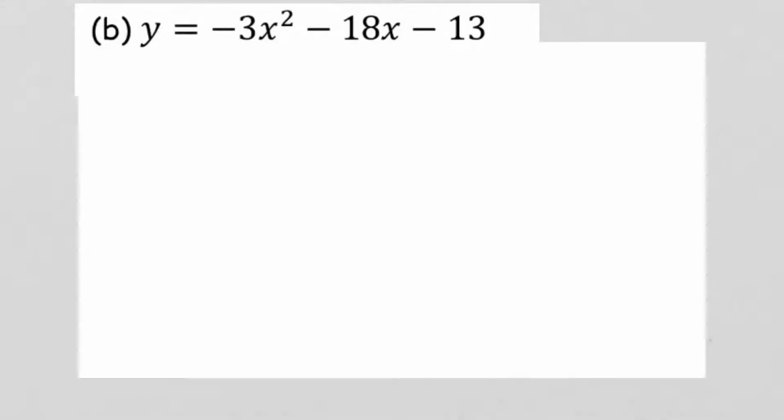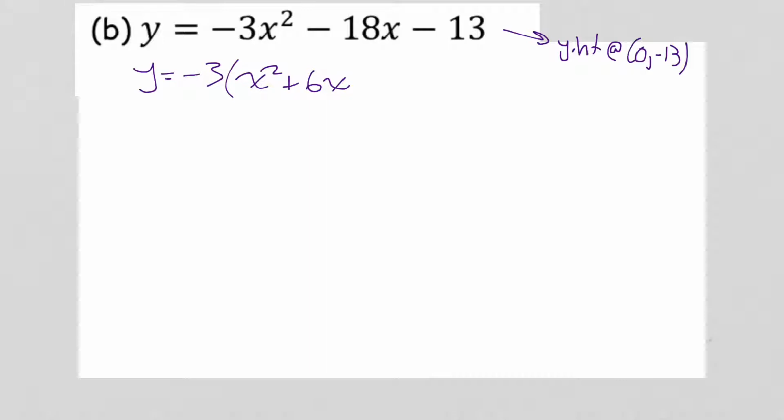Alright, our second graphing one, not quite as straightforward as that last one, but we can still rock it. What do we know? Well, we know our y-intercept is at (0, -13). Let's pull a negative 3 out, and what do we have? y equals negative 3, pull that out, we're left with x squared. Negative 18 divided by negative 3 is a positive 6, so I have a plus 6x right there.